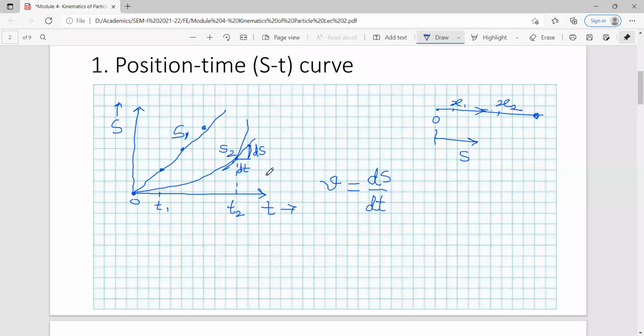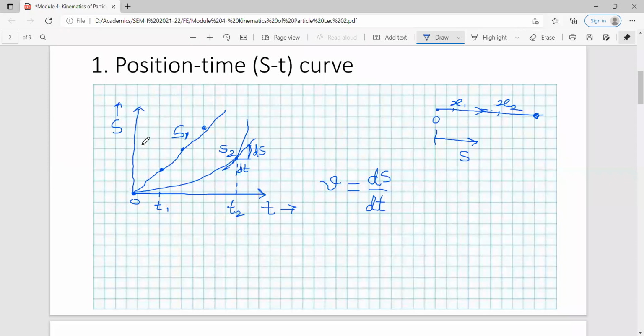Are you getting how it is drawn? Yes or no? Yeah, yes. It's simple. You generally draw a graph.